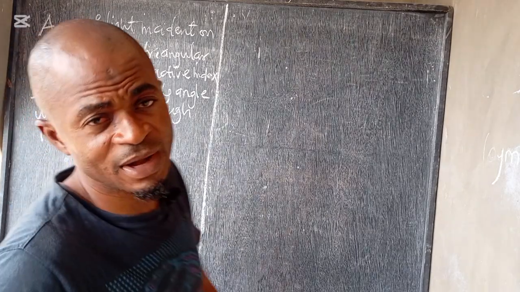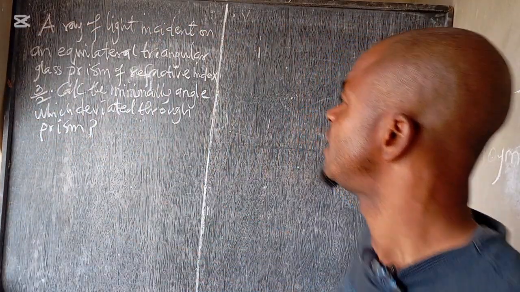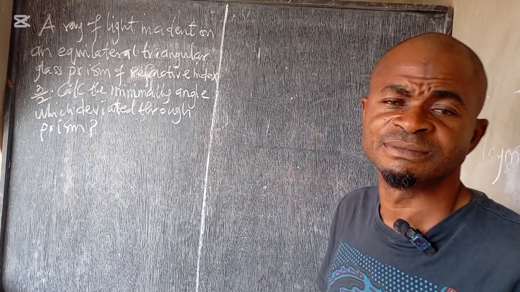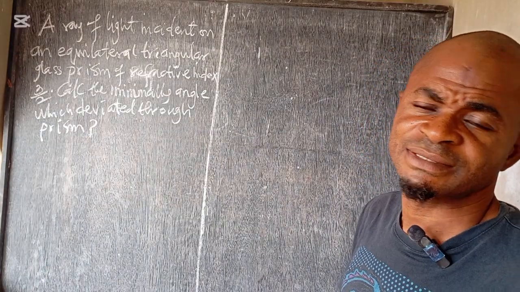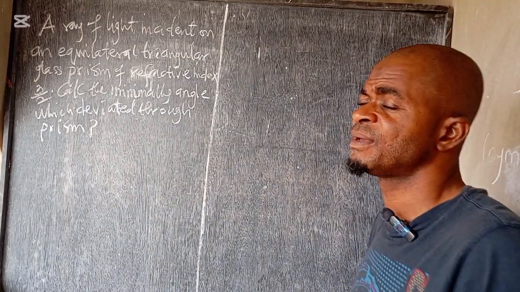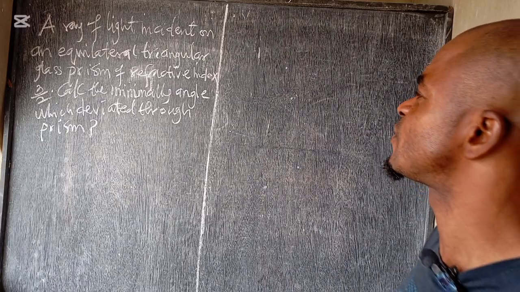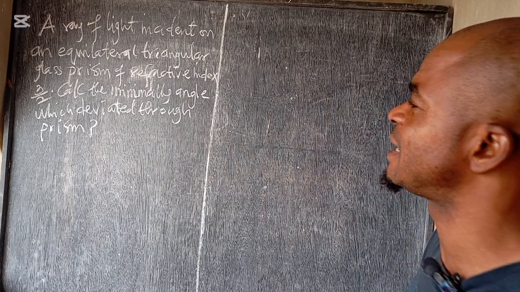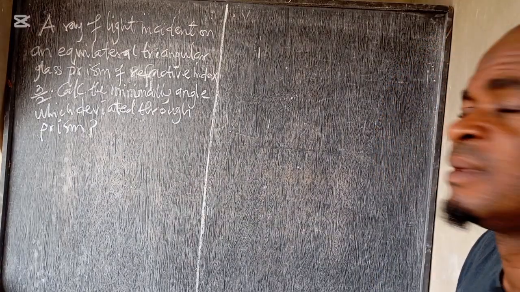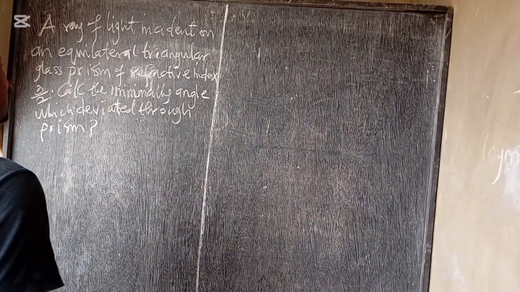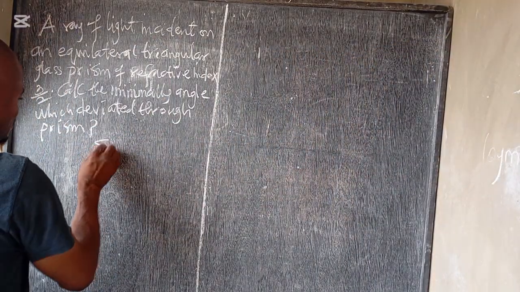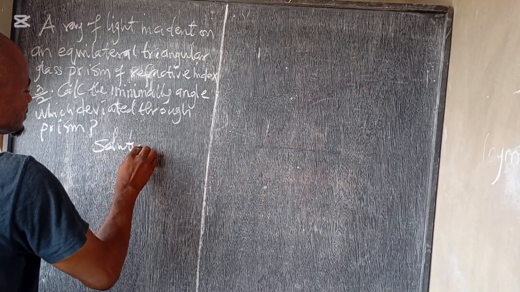Now let's quickly look at this. This is another question under light. A ray of light is incident on an equilateral triangular glass prism. Can you see? Equilateral triangular glass prism. Solution from that end.